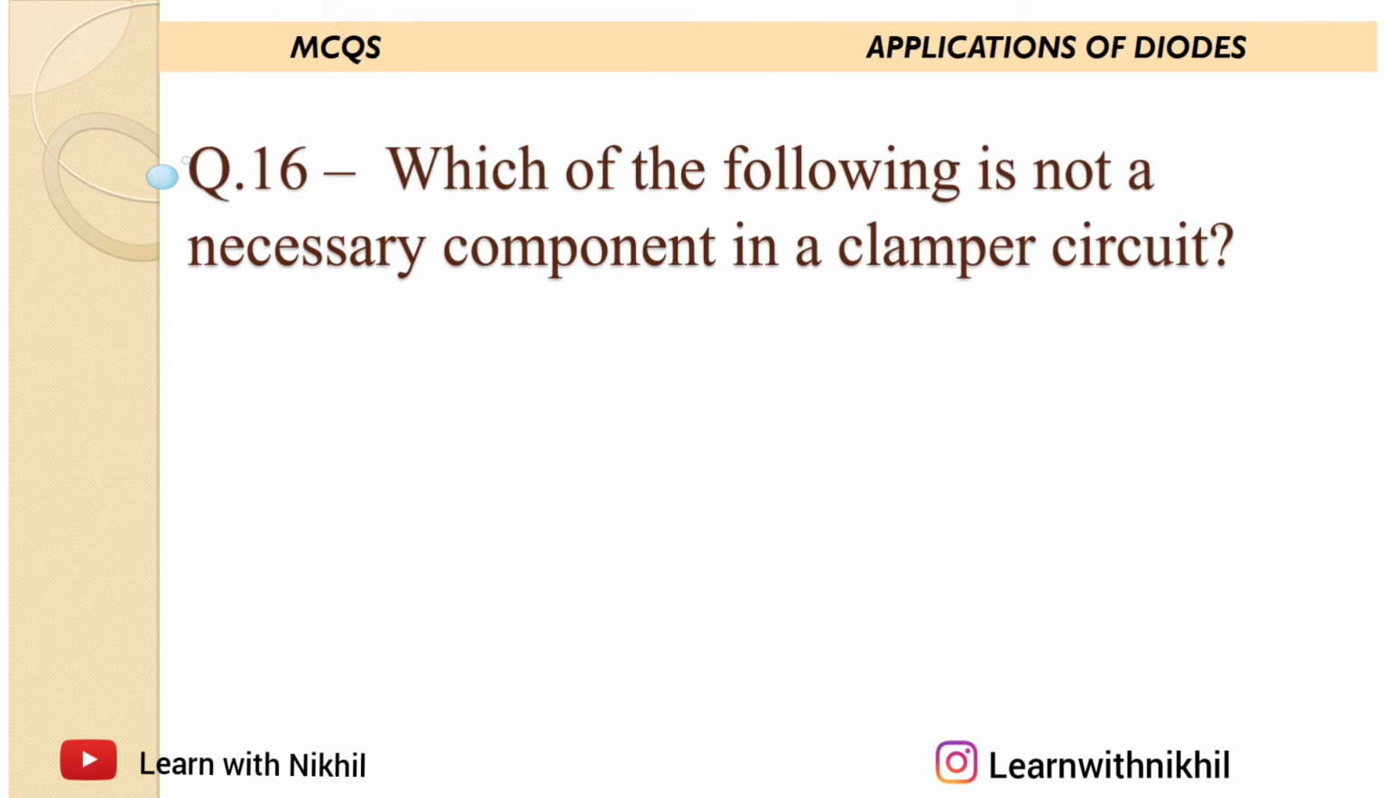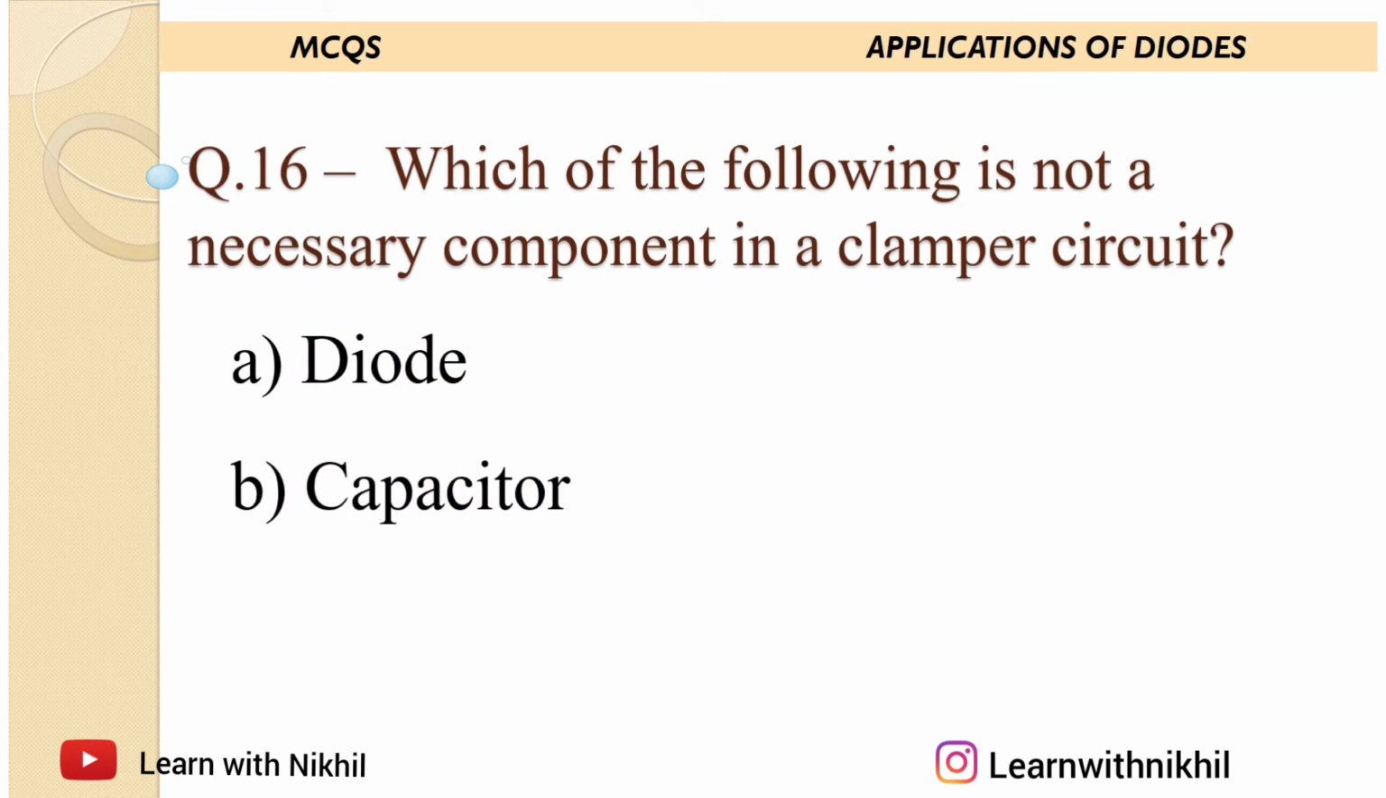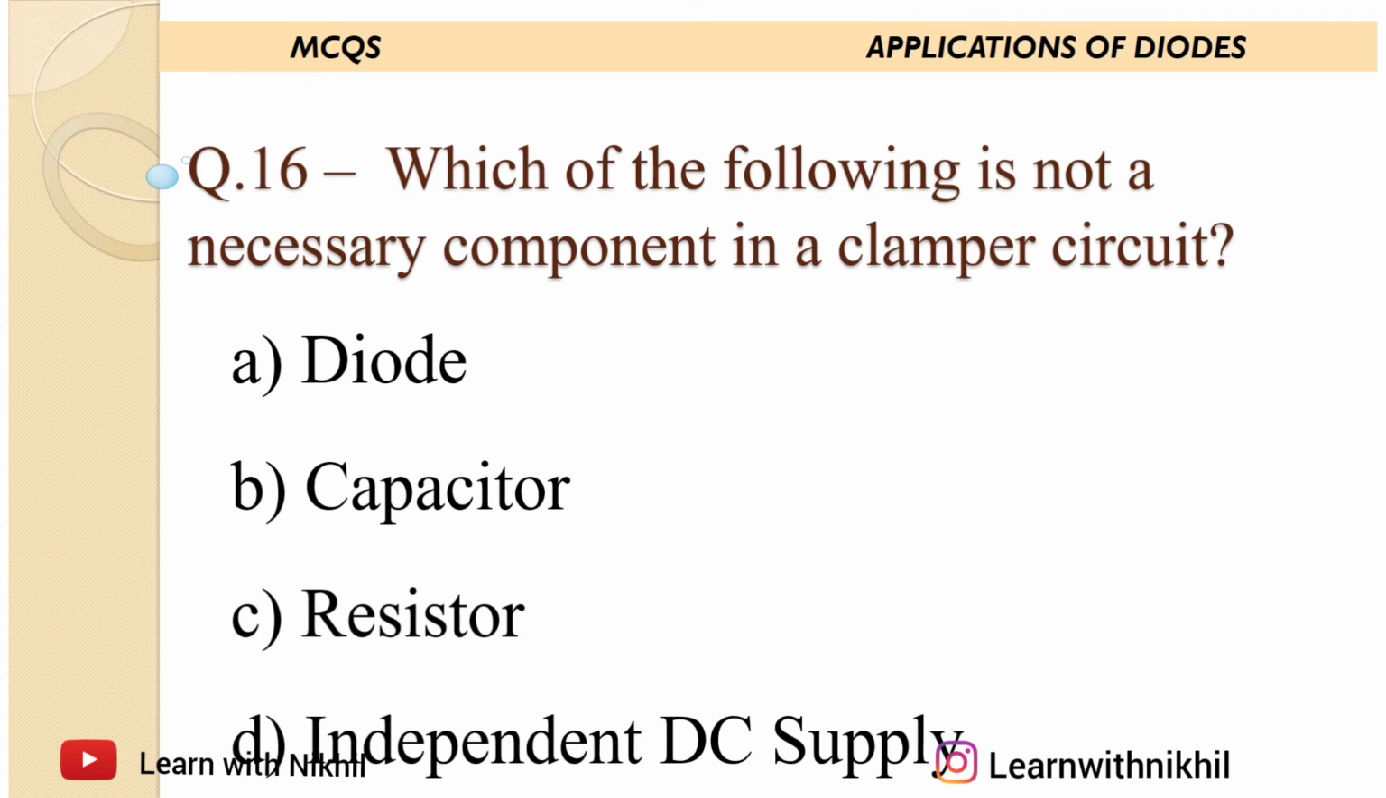Next question. Which of the following is not a necessary component in a clamper circuit? A. Diode, B. Capacitor, C. Resistor, or D. Independent DC supply. So which component is not necessary in the clamper circuit? As you know, diode, capacitor and resistor are necessary. So the independent DC supply is not a necessary component. So that is the right answer.